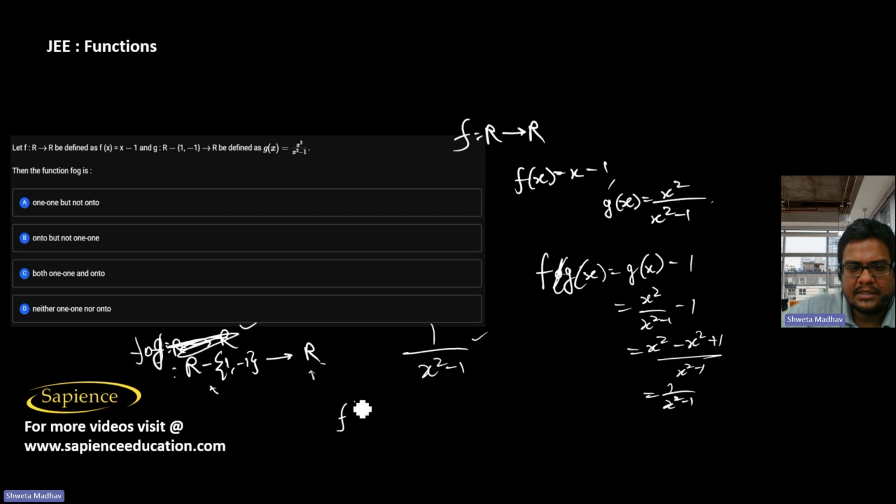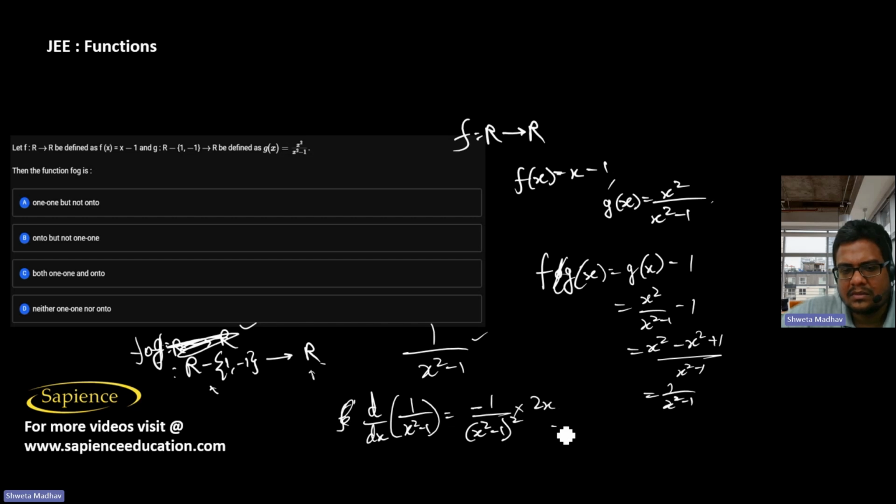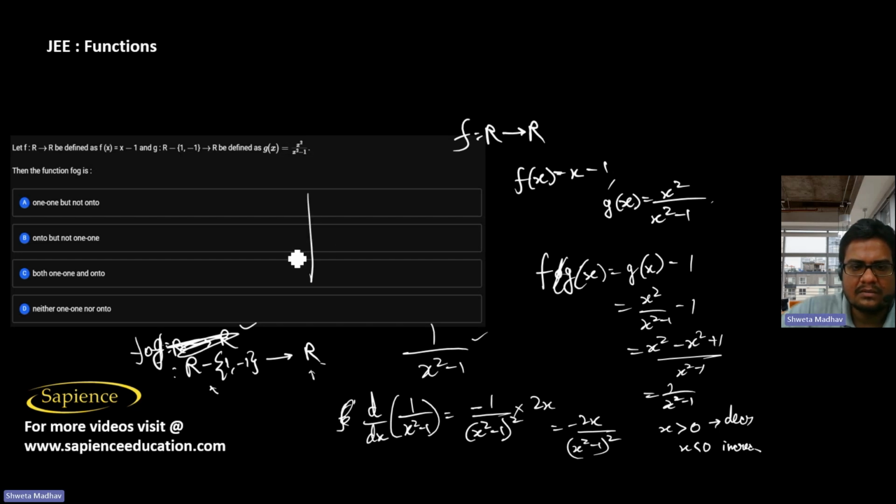So if we find d by dx of this 1 by x square minus 1, that will give us minus 1 by x square minus 1 whole square into 2x. So this is minus 2x by x square minus 1 whole square. So when x is greater than 0, this function is decreasing, and when x is less than 0, it is increasing. And x tends to plus minus infinity, that is 0 only. So the graph of this function, x less than 0, it is increasing.